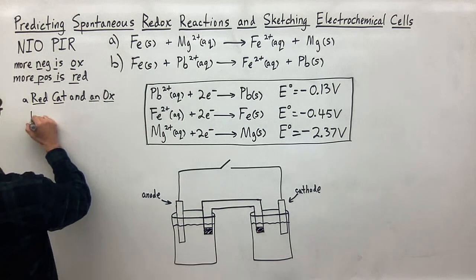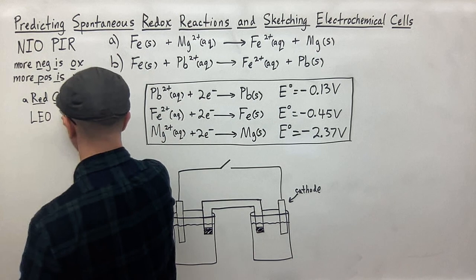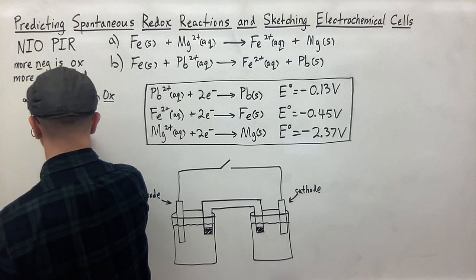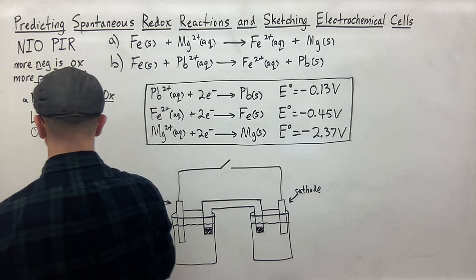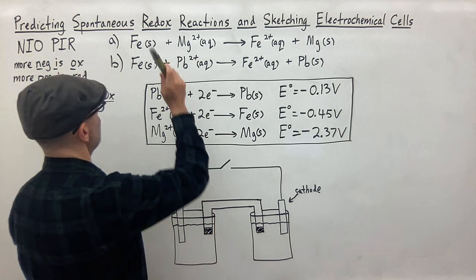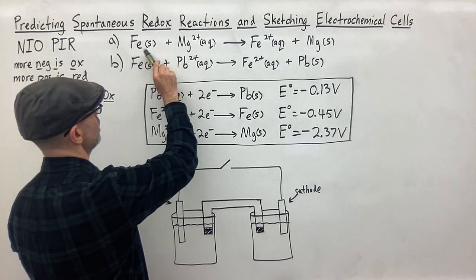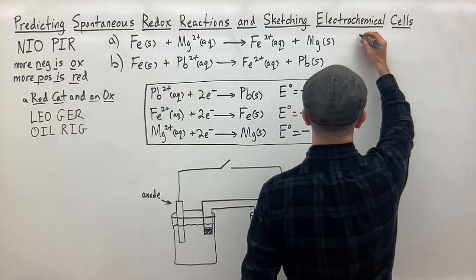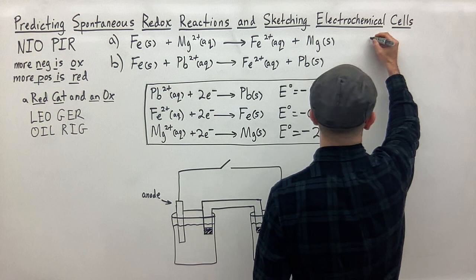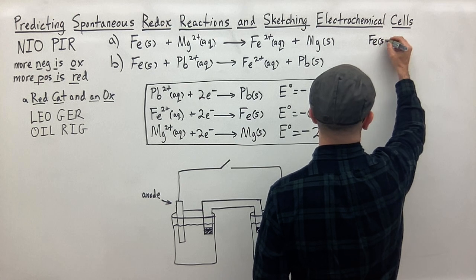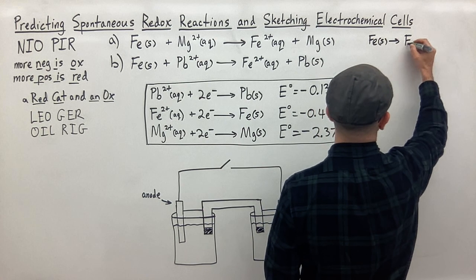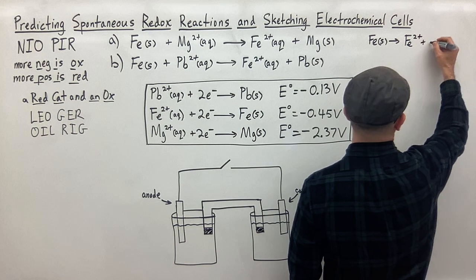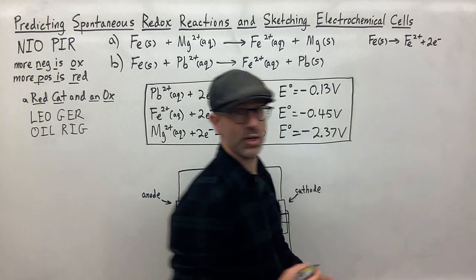So remember again, LEO says GER, or OIL RIG, to remember that. Okay, so here iron is being oxidized. It's losing electrons. If we write that equation here, let's just write it over here in the space. I have iron solid going to iron 2 plus. And if I balance that, it's losing 2 electrons, so I'll add the 2 electrons there.